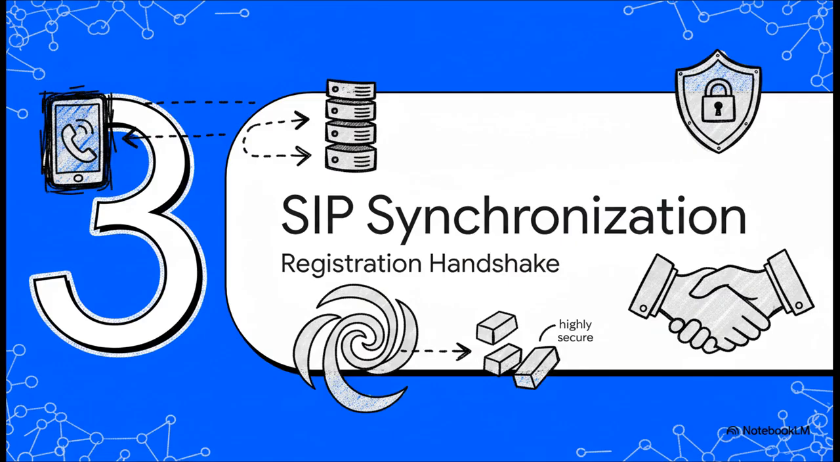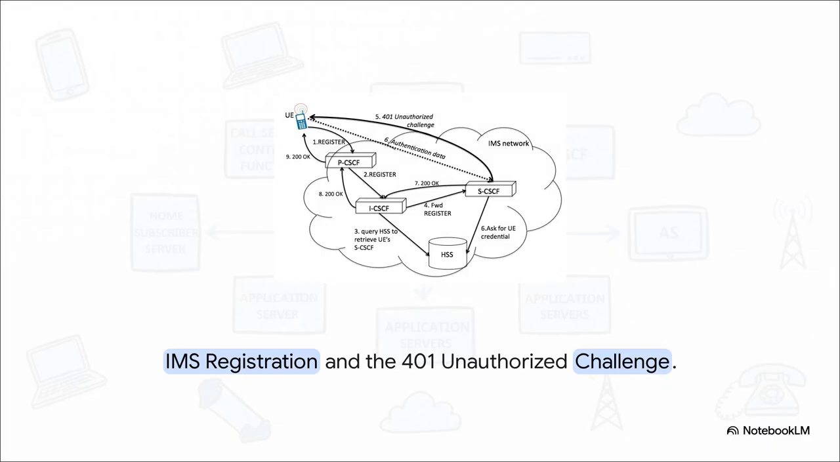Section 3, time for a deep dive into SIP synchronization and the registration handshake. So for you to actually receive calls, the network has to know your exact IP location. When you power your device on, it generates a literal line of code, a SIP REGISTER request. It shoots this over to the P-CSCF, which passes it down the chain to the S-CSCF. But here's the kicker. The network intentionally rejects your first attempt. It fires back a 401 Unauthorized challenge.